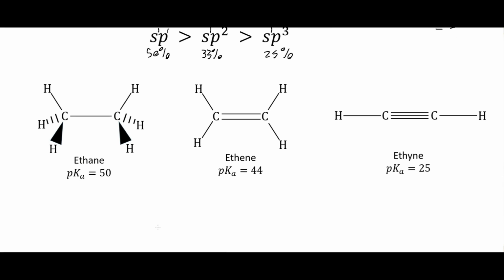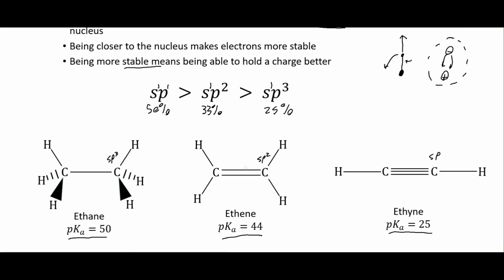So we have ethane, which is our 2-carbon alkane, that has a pKa of 50. Ethene, so this is, remember, SP3. This is SP2. We're now down to pKa of 44, and this is SP right here. Now we drop to a pKa of 25, and so that has to do with that S character being able to hold more charge onto it.